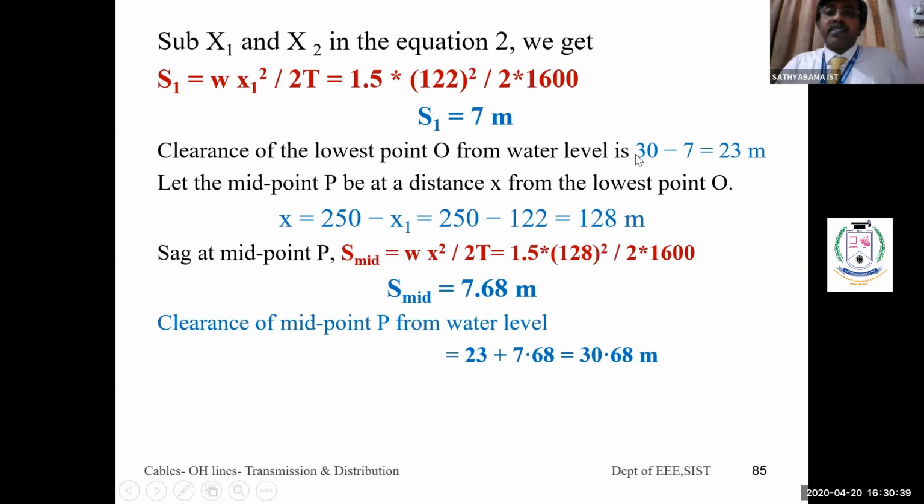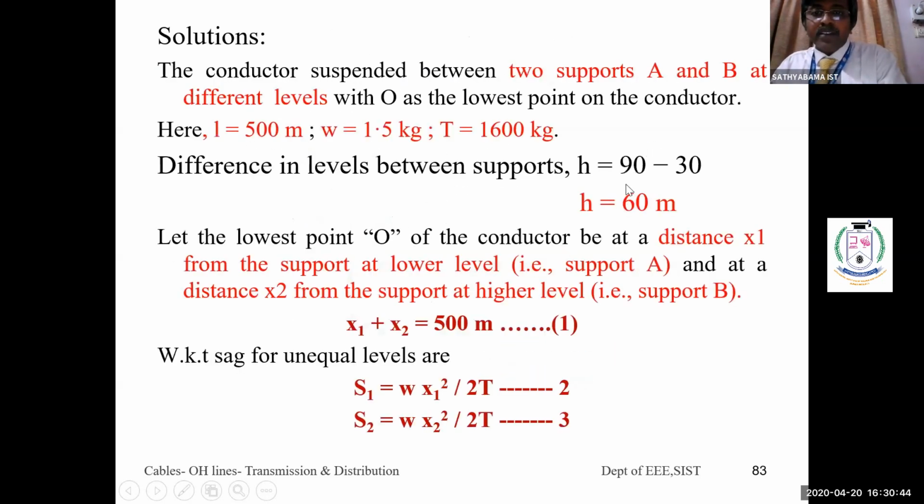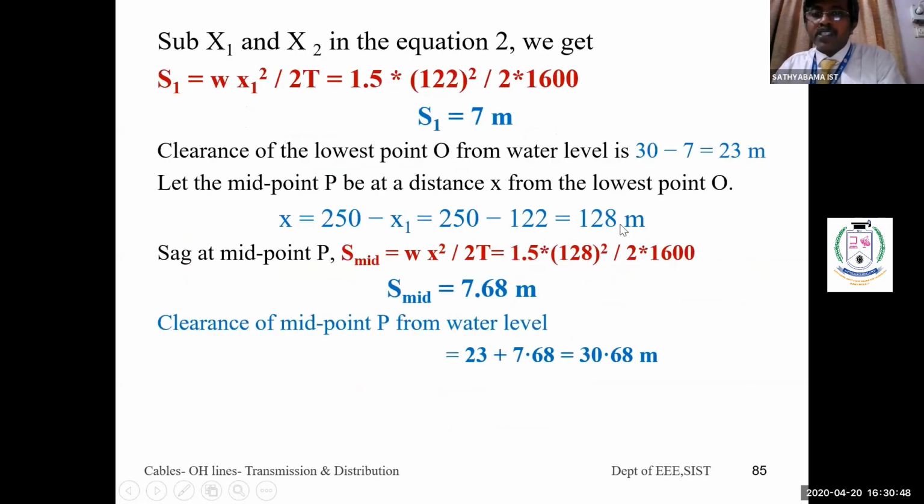So the level is 30 minus 7. How are we getting the 30? 90 minus 30, that is 60 meters, which we already have in the data. So 30 minus 7 is nothing but 23 meters. So this is your lowest point O from water level.